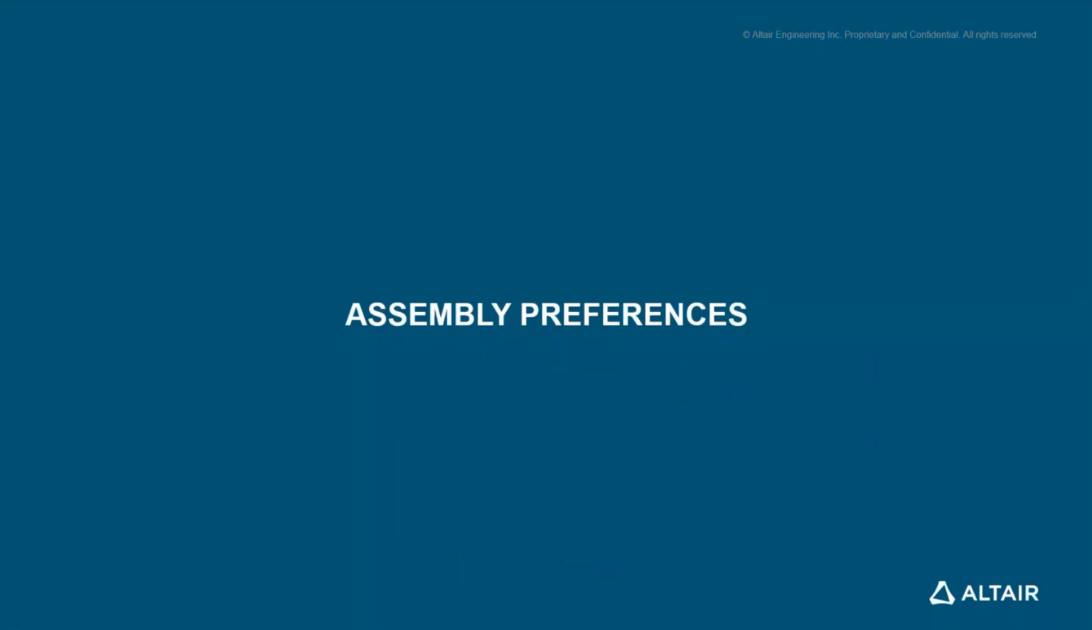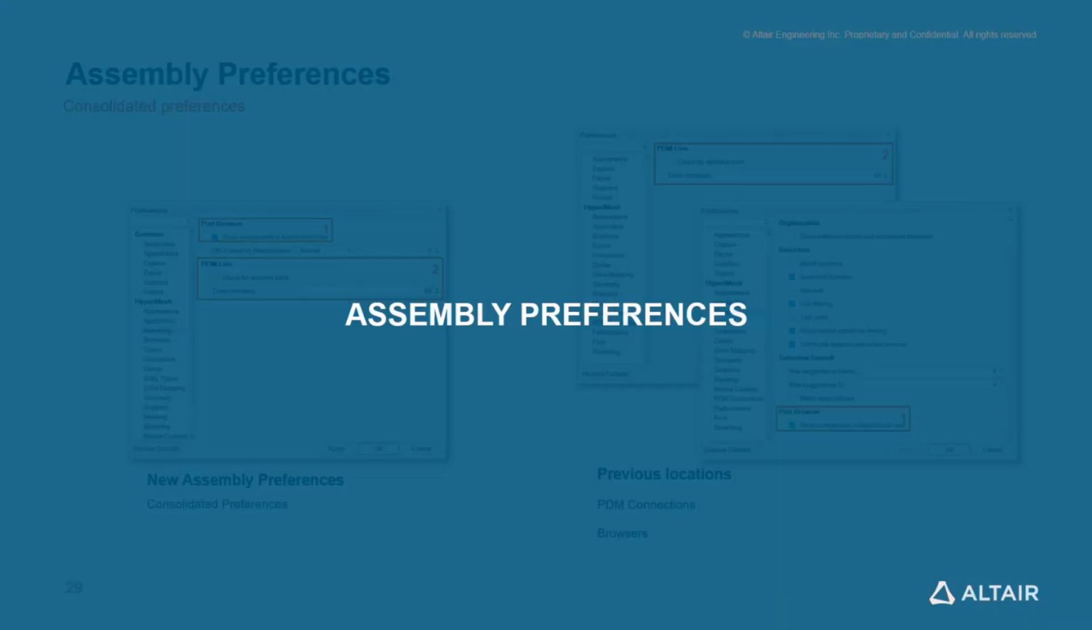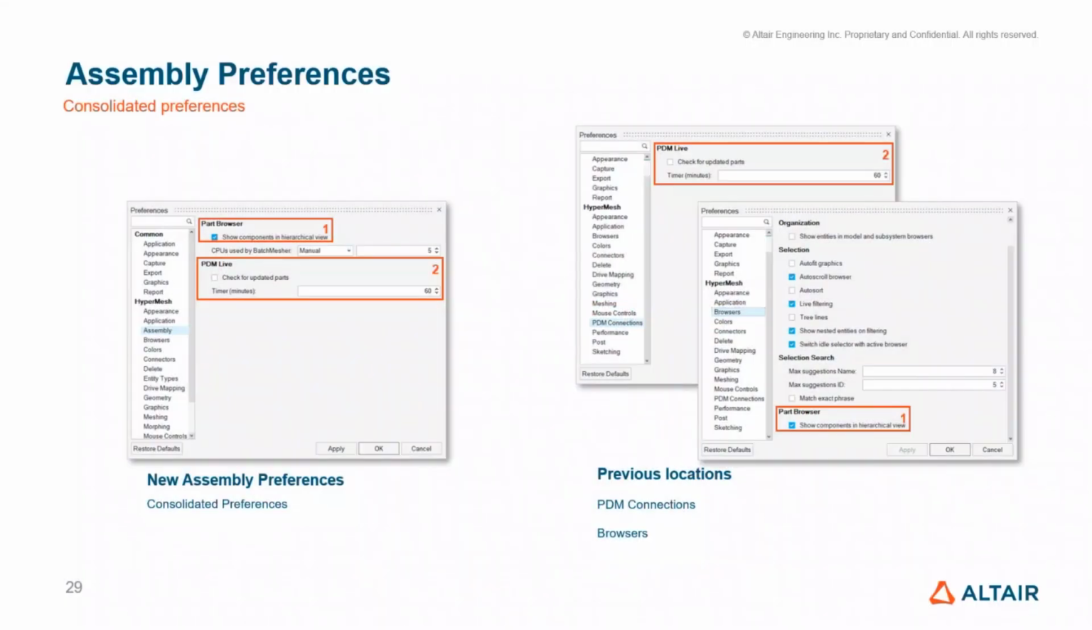Next enhancement that I would like to talk to you about is assembly preferences. This is a new preferences section that we are introducing. It is consolidating two already existing options. The first one comes from the browser's preferences. It is the part browser one that lets users choose to show components in the hierarchical view or not. And the second one comes from PDM connections. It's the BTM live one that you see in number 2 that lets the user check for updated parts with some time step.